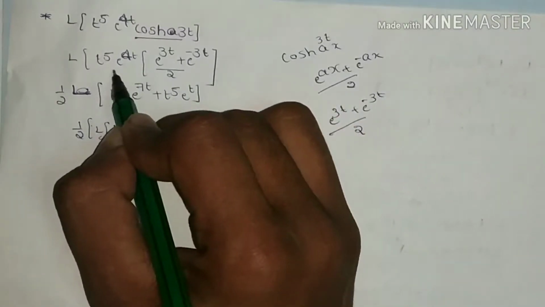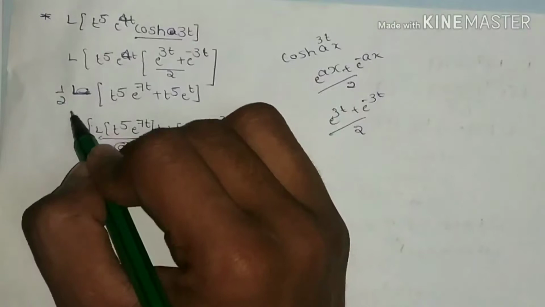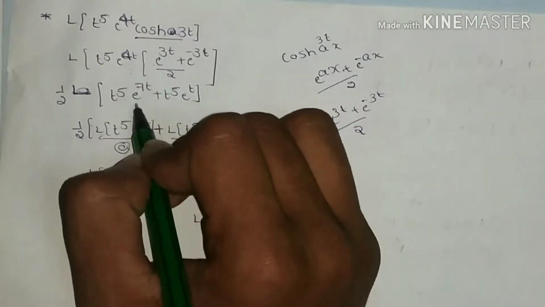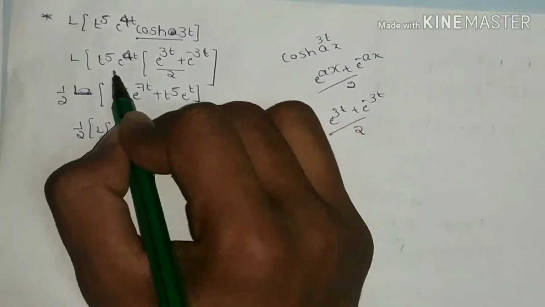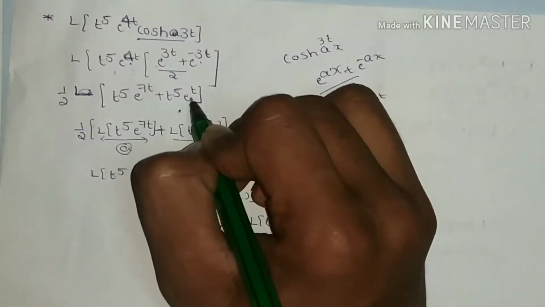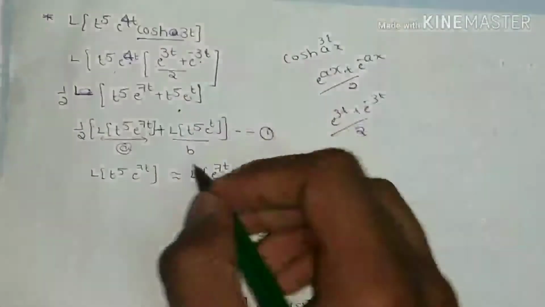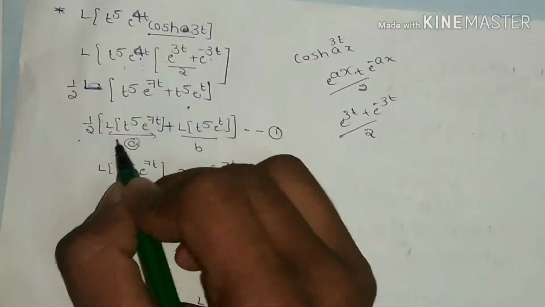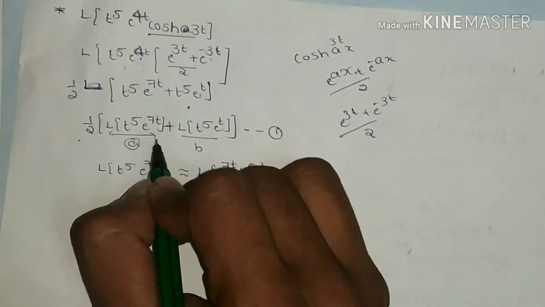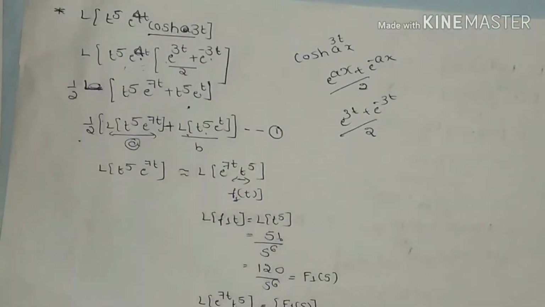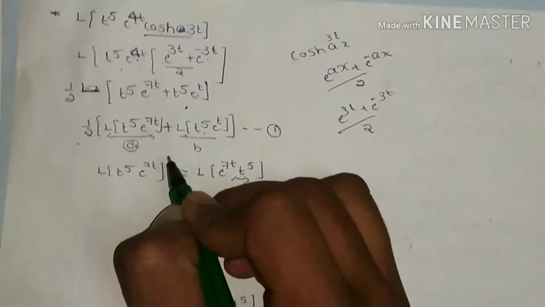So multiply t raised to 5 into e raised to 4t inside. We get 1 by 2, t raised to 5 e raised to, here the base is same, so we add the powers. We get e raised to 4t plus t raised to 5 e raised to 4t minus 3t, which is e raised to t. Okay, 1 by 2 as it is. Consider Laplace to both the terms. We get Laplace transform of t raised to 5 e raised to 7t plus Laplace transform of t raised to 5 e raised to t. Get it? That is called equation 1.